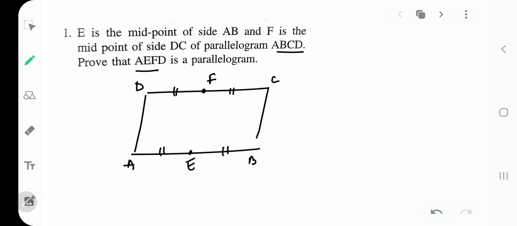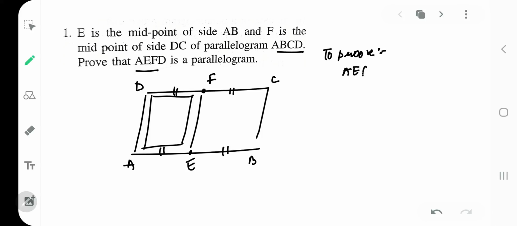And you have to prove that AEFD, so if I join this, you have to prove that AEFD is a parallelogram. So you will write, to prove: quadrilateral AEFD is a parallelogram. Shall we start? How will you write the proof?